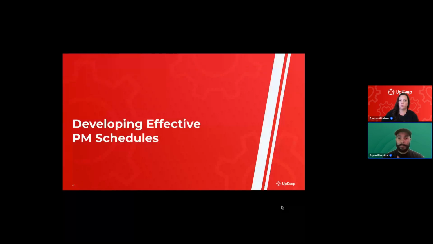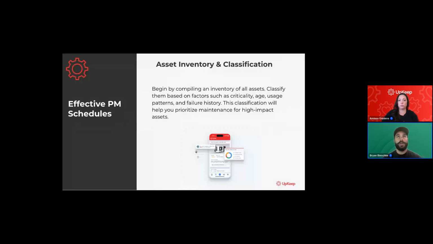All right. Developing effective PM schedules. Okay, of course, asset inventory and classification. We've got to have some sort of hierarchy, criticality, all that stuff. We want to have our histories. We want to have skill sets, all the things associated with understanding the asset. That all comes from your CMMS. All that data should be in there.